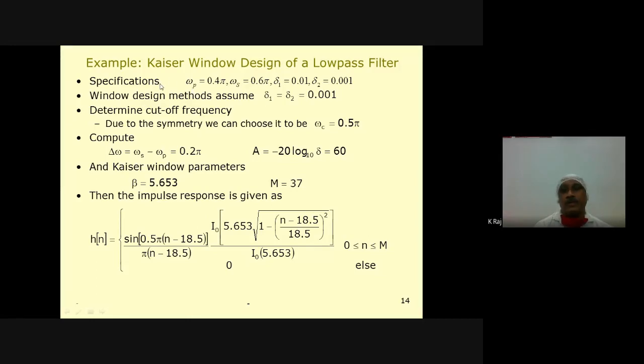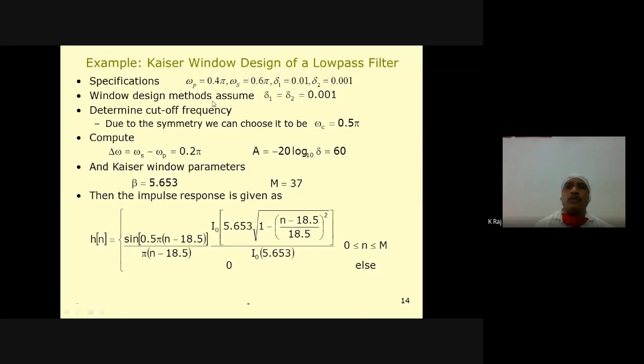Suppose there is any requirement, and that requirement has been converted in the form of a specification having 4 parameters, or these 4 parameters are given. Whatever may be the condition, we can derive the specification, or the specification may be given. The pass band edge frequency is 0.4 pi, the stop band edge frequency is 0.6 pi, delta 1 is 0.01, and delta 2 is 0.001. Delta 1 is the permissible range of the ripples in the pass band, and delta 2 is the ripples in the stop band.